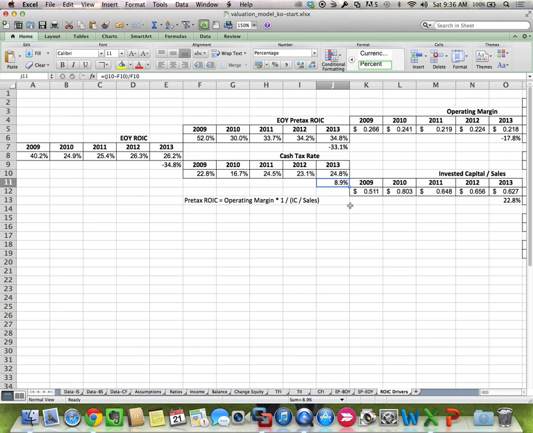Their tax rate is 9% higher in 2013 than it was in 2009. It used to be 22.8, now it's 24.8. Did that help or hurt their ROIC? It's now hurting their ROIC because they're paying more taxes now than they were before. All right? So their ROIC overall went from 40 to 26.